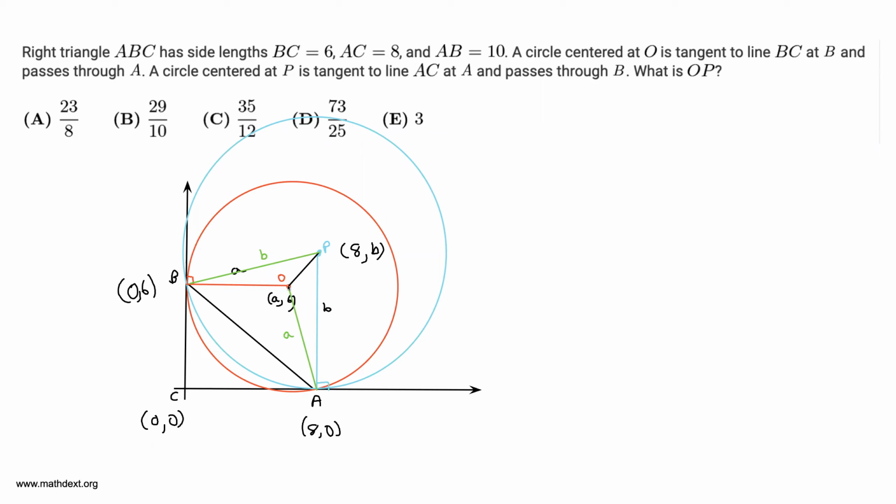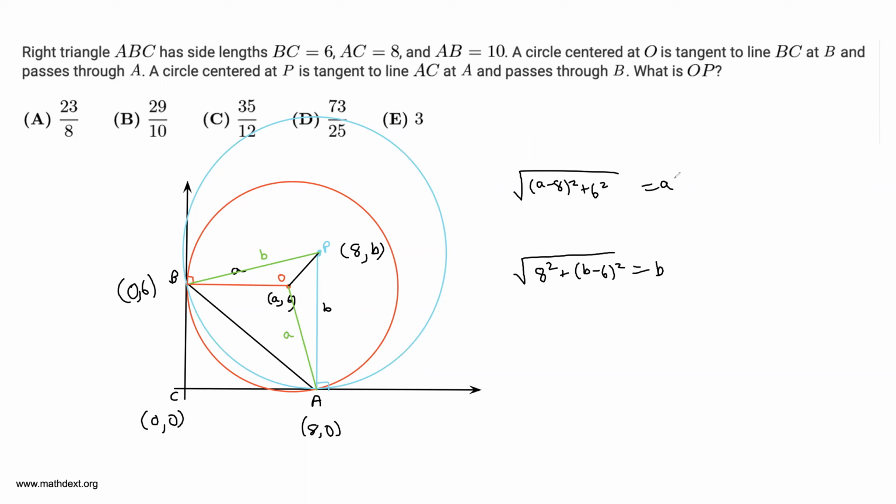So what do we have? This length OA has length a, which means the distance between a, 6 and a, 0 is lowercase a. So using the distance formula, we have the difference in their x coordinates squared plus the difference in their y coordinates, that's 6 minus 0, squared, is equal to a. And this side length PB, the difference between their x coordinates squared plus the difference between their y coordinates squared is equal to b.